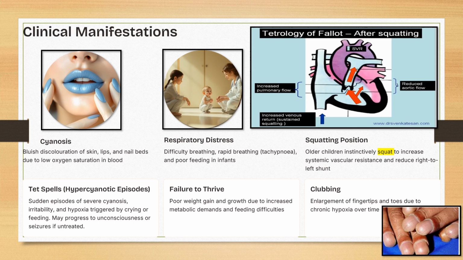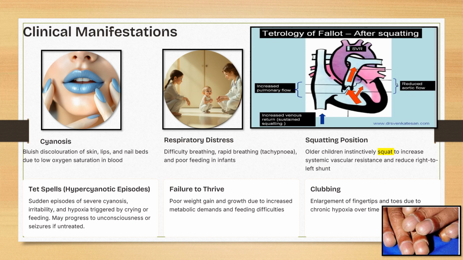Now the fourth sign and symptom is what we can call TET spells. They are hypercyanotic episodes. So what is happening? A sudden episode of severe cyanosis, irritability, and hypoxia triggered by crying and feeding. When the baby is crying, or when the baby gets a feeding, it takes the TET spells. TET spells are nothing but a severe cyanosis attack. Sometimes the child can even go unconscious. It leads to seizure if untreated.